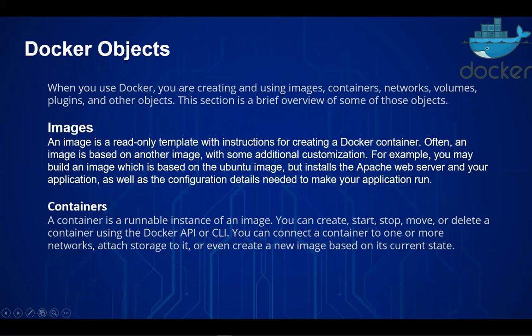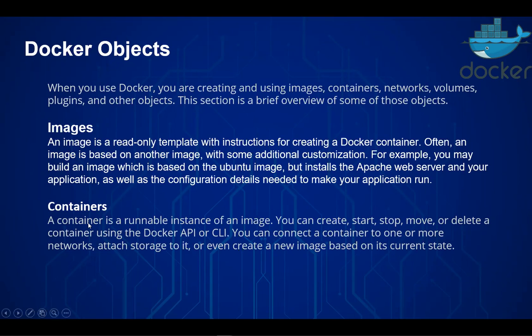Something else I've talked about quite a lot is images and containers, but what really is the difference between images and containers? These are basically Docker objects. When you use Docker, you're basically creating and using images, containers, networks, volumes, plugins, and many other objects. This section is a very brief overview of some of those objects.